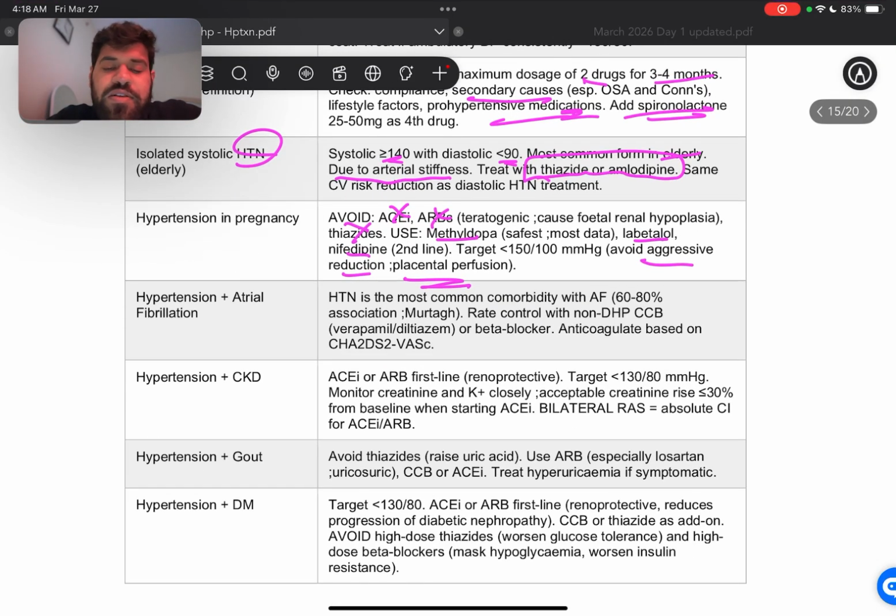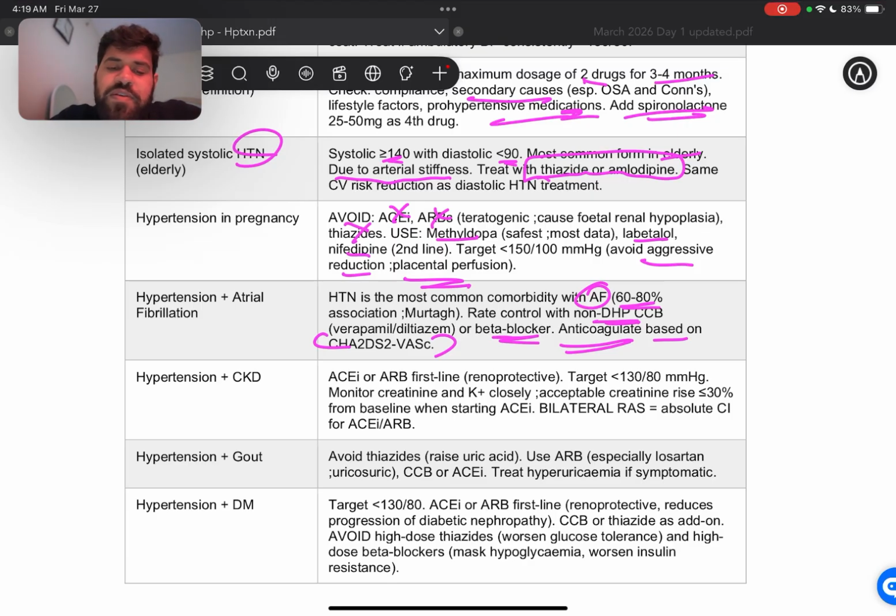Then with hypertension plus atrial fibrillation, as the most common comorbidity with AF, 60 to 80%, we read this in the arrhythmias chapter as well. We have to give them rate control using non-DHP CCBs or beta blockers. We don't give them both together because then the rate is going to be very low, leading to bradycardia and could lead to cardiac failure. Along with these drugs, we also consider anticoagulation, and for that we see the CHA2DS2-VASc score.